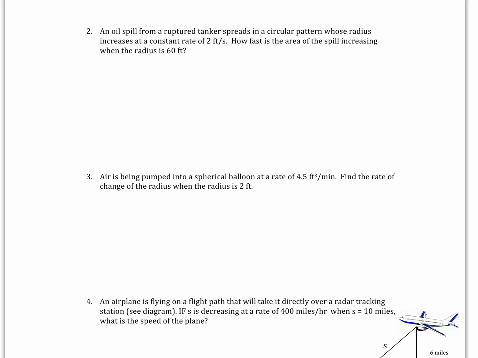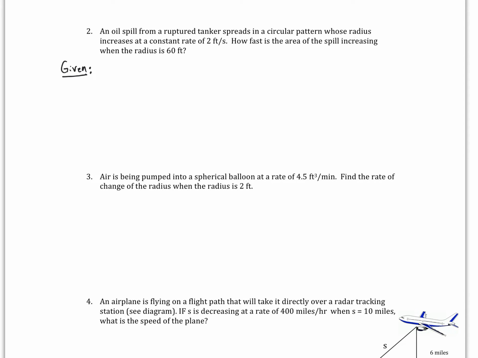This second example says, an oil spill from a ruptured tanker spreads in a circular pattern whose radius increases at a constant rate of 2 feet per second. How fast is the area of the spill increasing when the radius is 60 feet? Okay, let's determine. So those of you that have science or physics or whatever, many of your teachers have you write these things given like this, right? And list all your givens, what you're told, and then you would list what you need to find. Well, if you want to go ahead and do that as an organizational way, go for it. I think that's a great method.